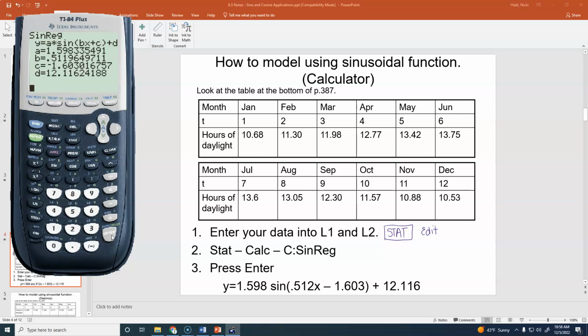And it hopefully is going to give us these numbers I have here. If you have the fancier calculators, it gives you another screen in between there. And at the bottom of that, you see Calculate. So if you go all the way down and choose Calculate, it'll do it.